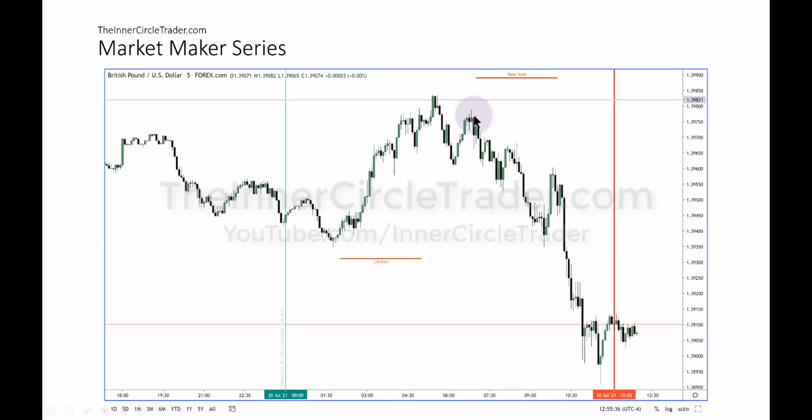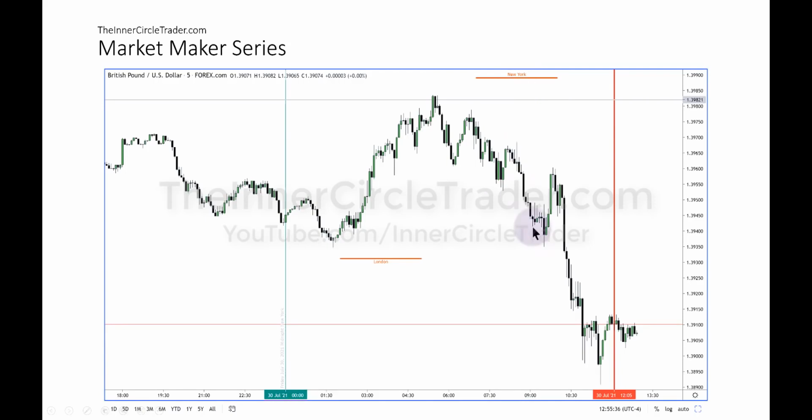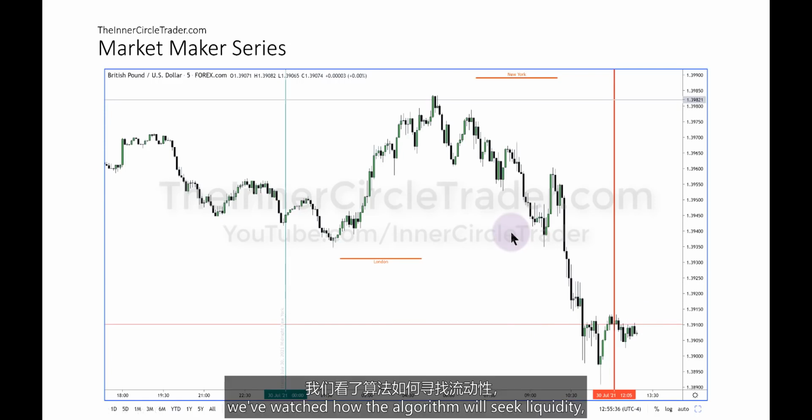New York session, we see it break lower again. A strong break in New York there. Optimal trade entry, high, low, retracement. We have a low here and we have a low here, relative equal lows. It breaks down and attacks that old high and returns back to that area to consolidate.